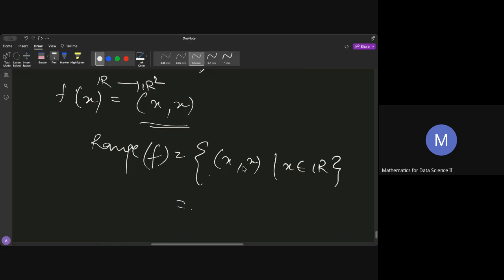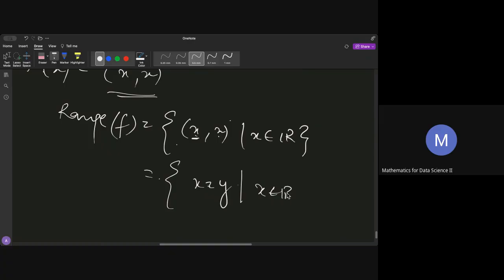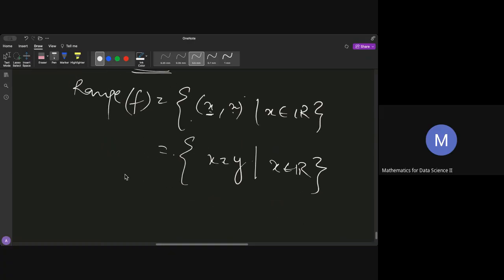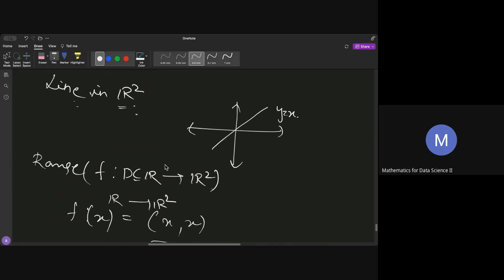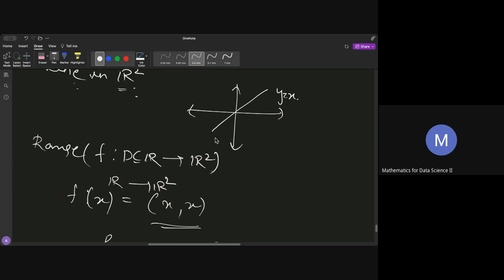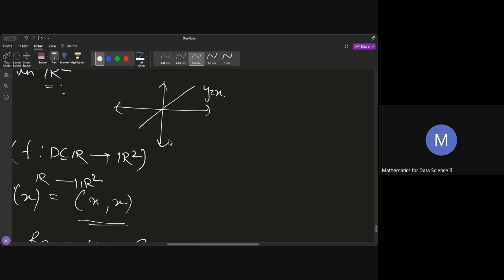Or in other words, you can say because this is the x tuple, this is the y tuple, so you can say that your x should be equal to y, right? This is the x coordinate, this is the y coordinate, right? So your x coordinate should be equal to the y coordinate. That means all the x y's such that your x is equal to y. This collection should be the range of f, right? And this is a line, right? This is the same y equals x line. So that means it is a curve.